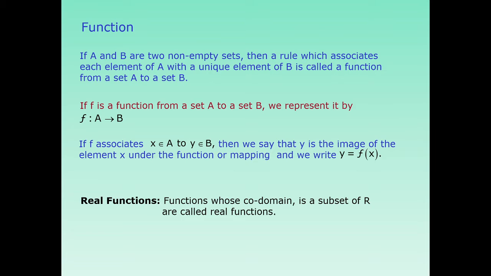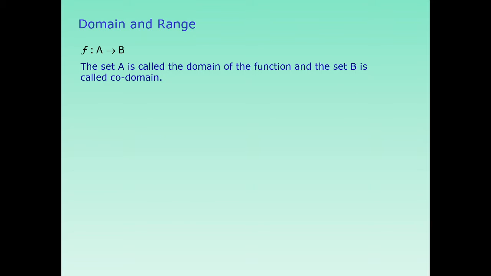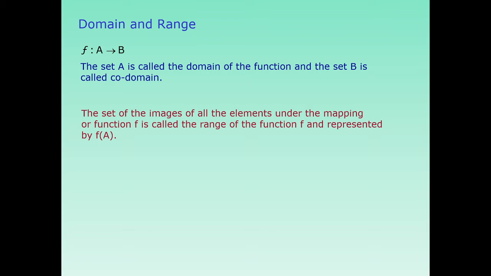A real function: a function whose codomain is a subset of R is called a real valued function. If f from A to B is a function, then this set A is called the domain of the function, set B is called the codomain, and the set of all the images under f is known as the range of the function. That is, {f(x) such that x belongs to A}, and this is always a subset of the codomain.